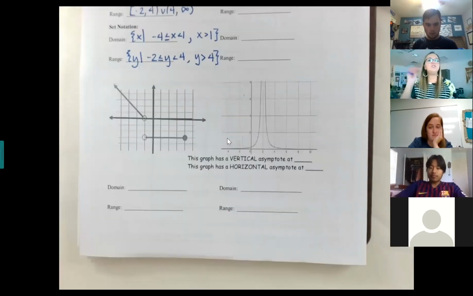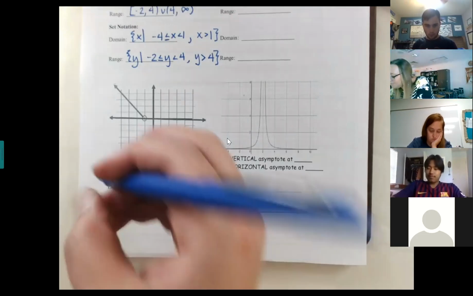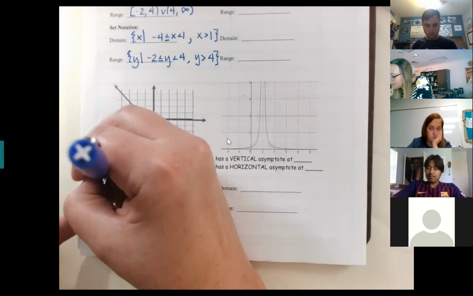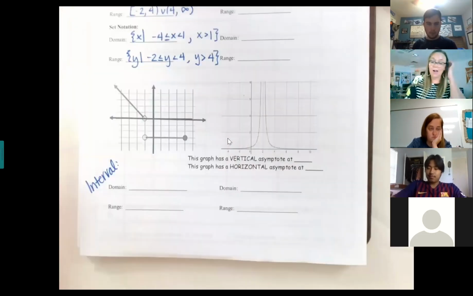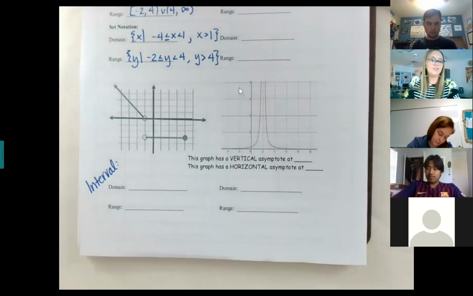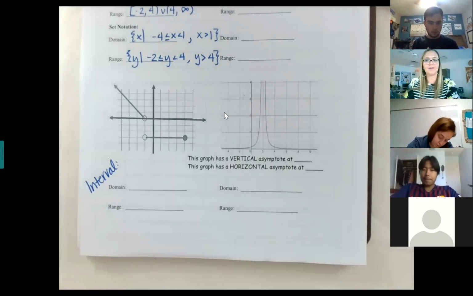Okay, we're just going to do domain and range once. I'm going to do interval notation because that's the one that you're going to see more in calculus. But you should know both, right? You can always rewrite them later if you want.